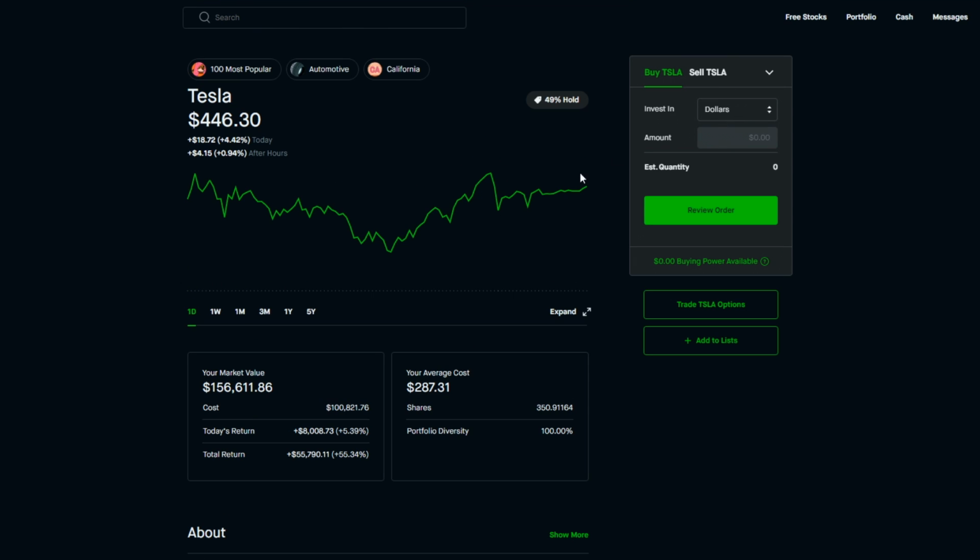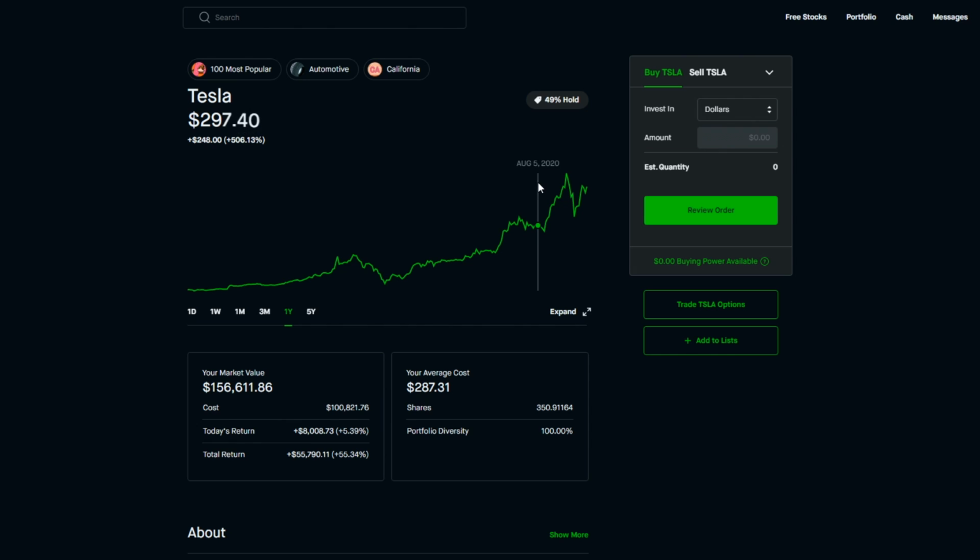Getting into the hot topic for today, we have Tesla currently at plus 4.42%. That's plus $18.72 onto the share price. And then we also got a plus 0.94% gain in the after hours currently, and that's another $4.15 added onto the share price. Tesla stock is getting really close to where it was previously, with its most recent peak on August 31st at $498.32. Honestly, I feel like we could possibly hit $500 on the day of battery day.